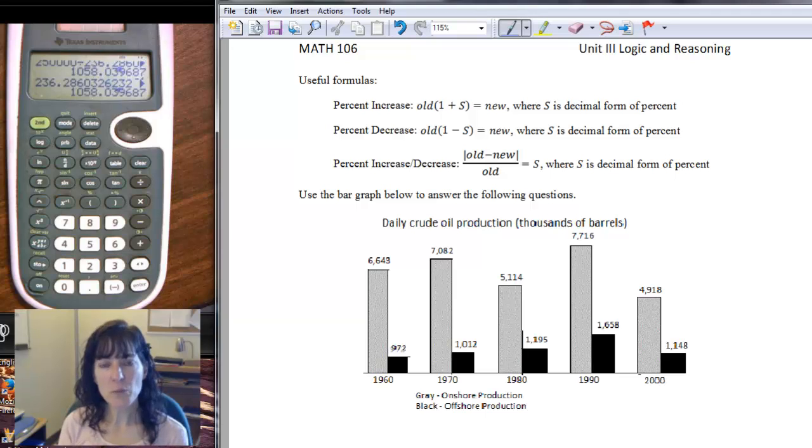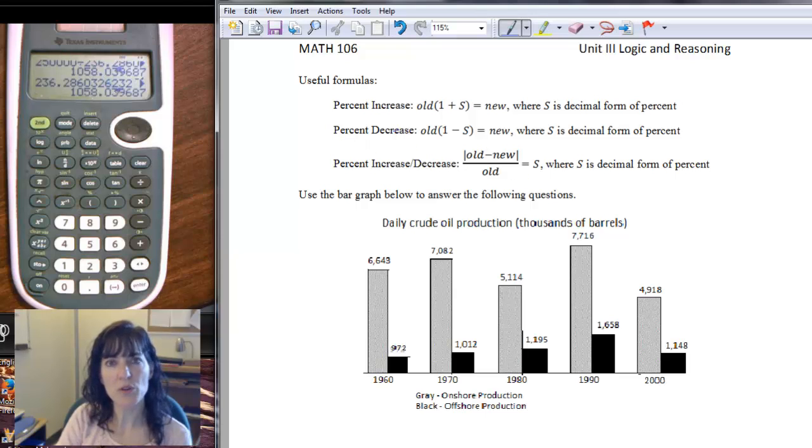So for finding percent increase and decrease, we have some useful formulas that are written here, and we'd like to look at them briefly. For percent increase, we have the old value, whatever that was, times 1 plus s, where s is the decimal form of your percent, equals the new value. So sometimes that's really handy to use in this form. Other times you want to use it in this form down here.